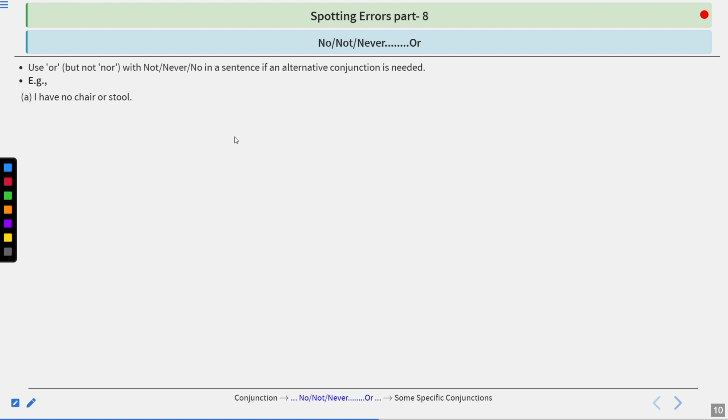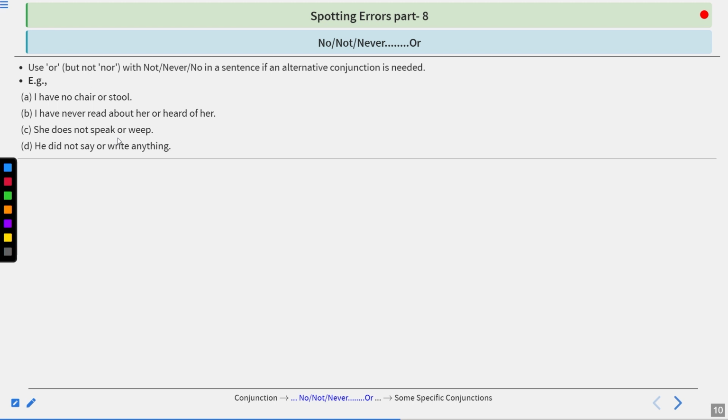I have no chair or stool. So here we have used or with no. I have never read about her or heard of her. Again, with the negative word never, we have used or. She does not speak or weep. Again, with not, we have used or. So it comes in pair. He did not say or write anything.